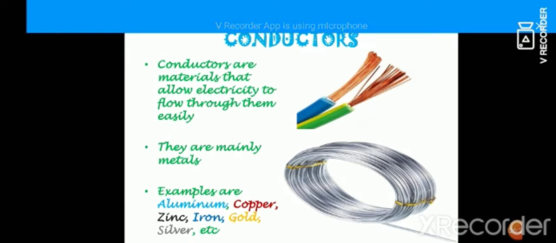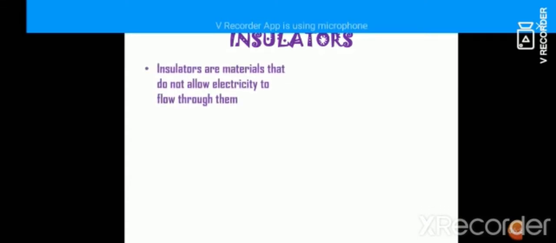Okay, so now let's quickly move to the next electrical term, and that is insulators. We call them insulators or non-conductors. Then what are insulators? Insulators are materials that do not allow electricity to flow through them.